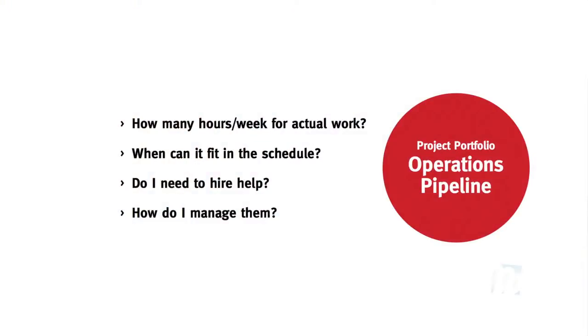So this is the operations pipeline. How many hours a week can I actually bill for? How many hours a week do I actually have to get work done? It's probably much less than you think. I average about 20 to 25 billable hours. The rest of it is either time I've taken off, or managing the business, or new business development, all those sorts of things.